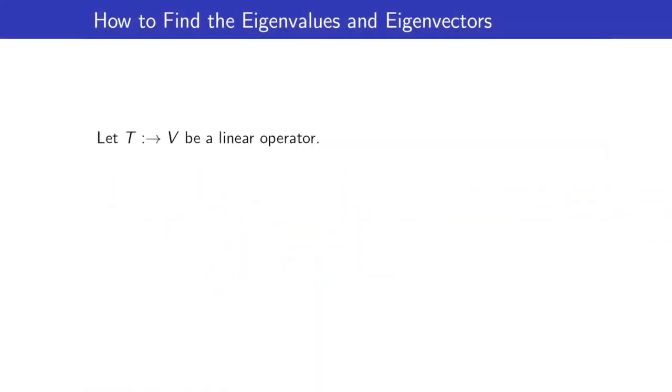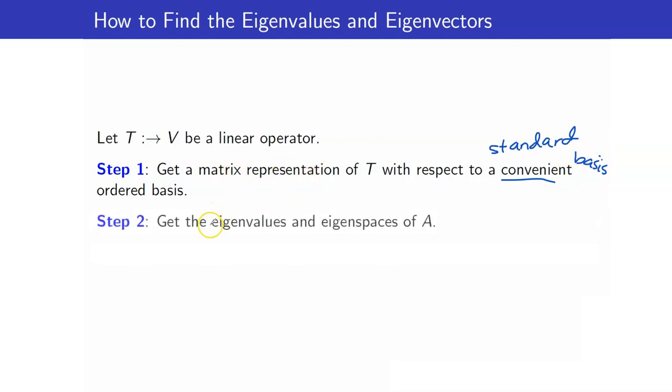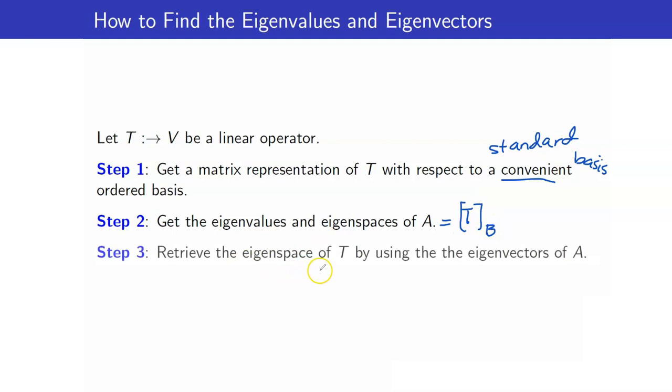Here are the steps in finding the eigenvalues and eigenvectors of a linear operator. First, we get the matrix representation of T with respect to a convenient ordered basis. When I say convenient, what would that be? I would be using the standard ordered basis, because it is very easy to compute for its matrix representation. And then step two, we get the eigenvalues and eigenspaces of this matrix representation. This A here is the matrix representation of T with respect to B. And we retrieve the eigenspace of T by using the eigenvectors of A.